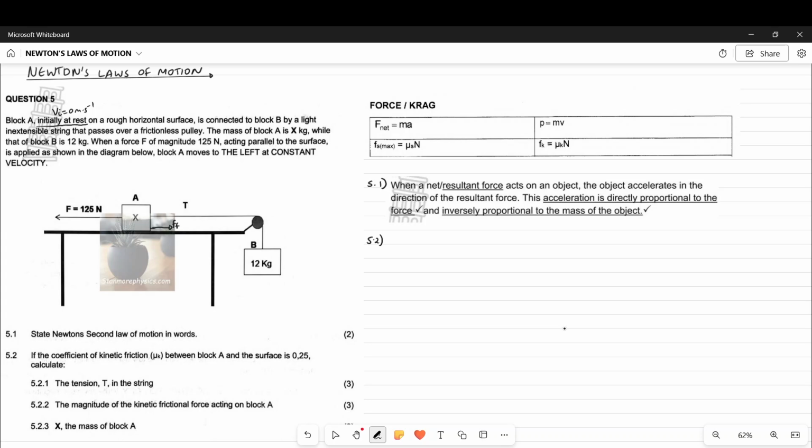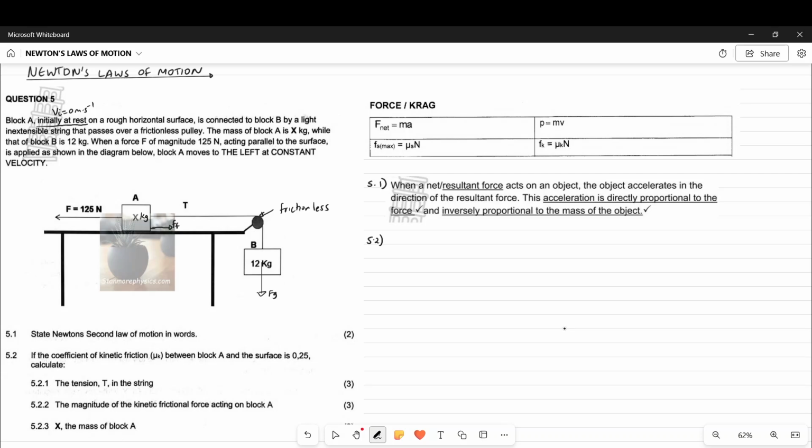Now, they say block A is connected to a block B by a light inextensible string that passes over a frictionless pulley. So at this point it's frictionless, meaning that there's no friction, right? The mass of block A is x kgs, meaning that it was not given, it's just x kgs, while that of block B is 12 kgs. That means we know the mass of block B, so we can get Fg over here, right?